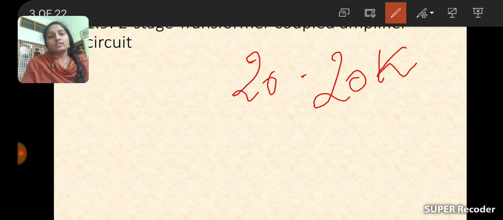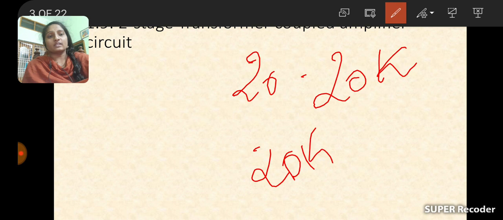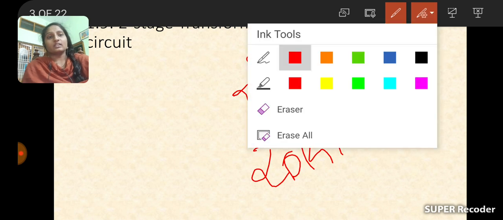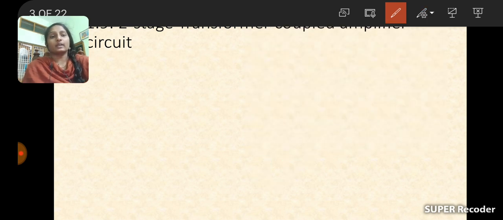If the amplifiers are used to amplify the signals between 20 Hz to 20 kHz, then those amplifiers are called audio frequency amplifiers. And coming to the next one, those are radio frequency amplifiers. Radio frequency amplifiers are used to amplify signals above 20 kHz frequency. So these are called radio frequency amplifiers. Okay, so this is the classification of amplifiers.